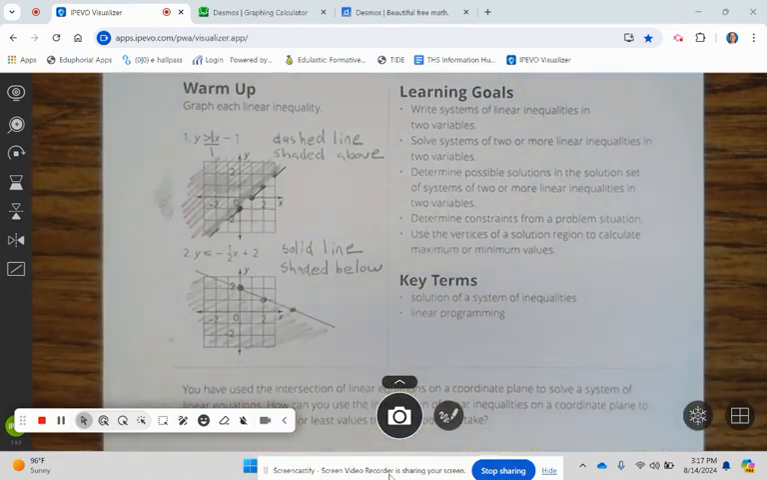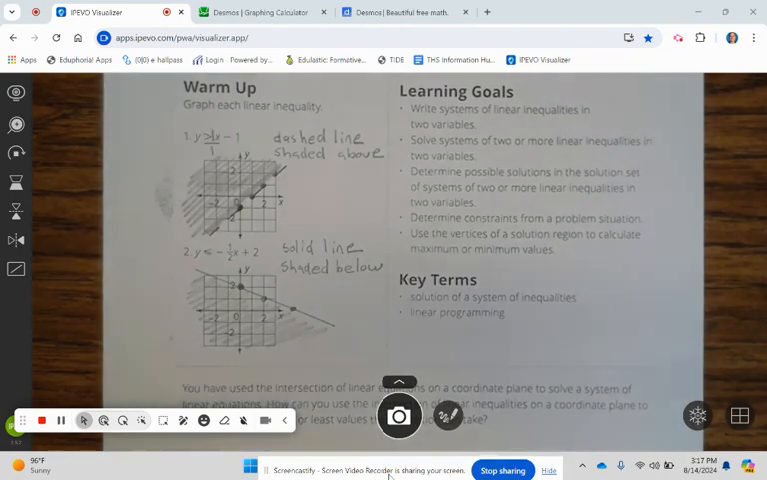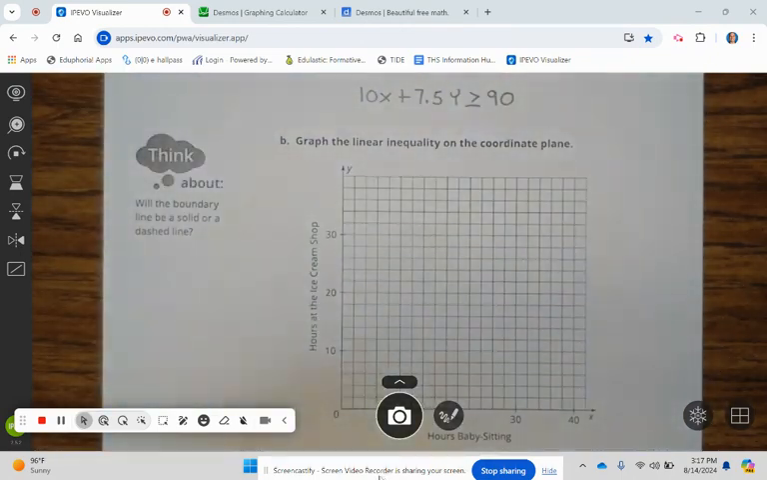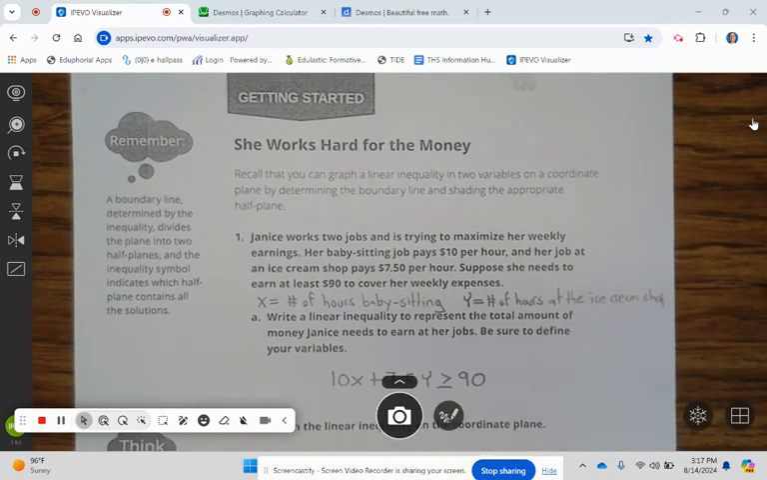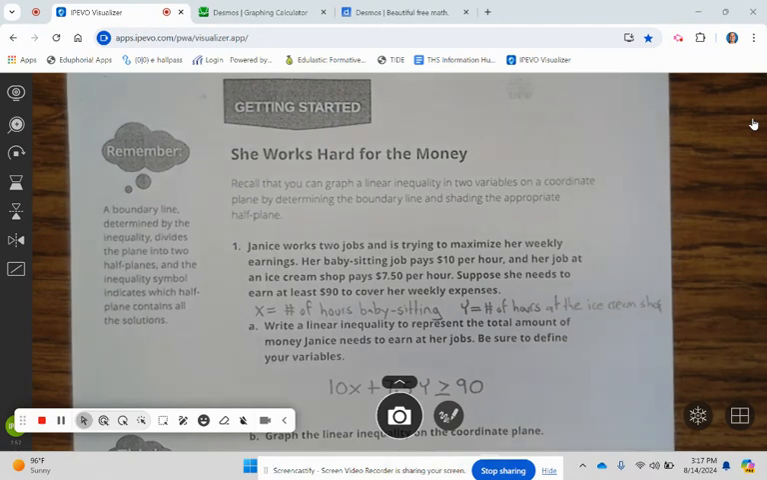All right, go ahead and finish up questions 1 and 2. All right, let's take a look at the next page. All right, getting started. She works hard for the money. Recall that you can graph a linear inequality in 2 variables on a coordinate plane by determining the boundary line and shading the appropriate half plane.